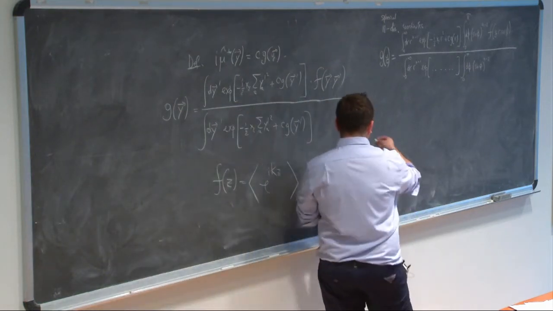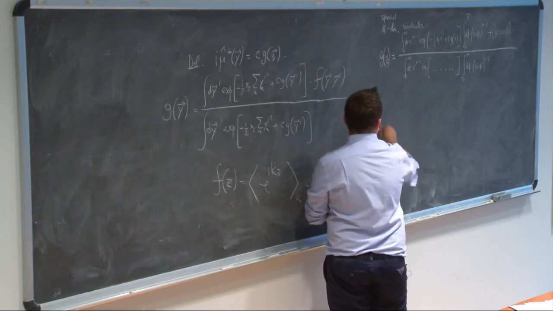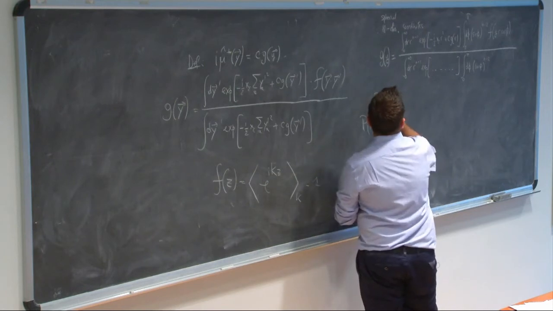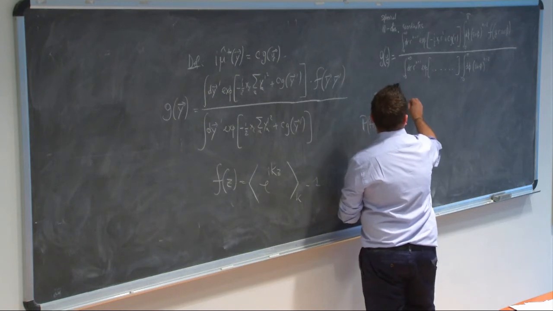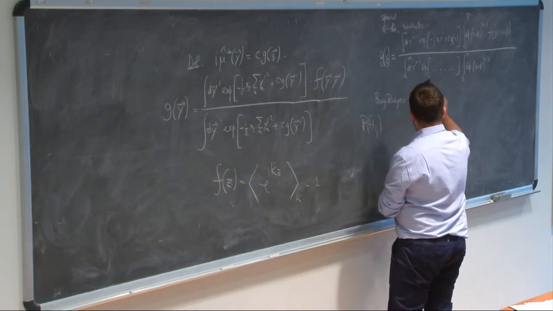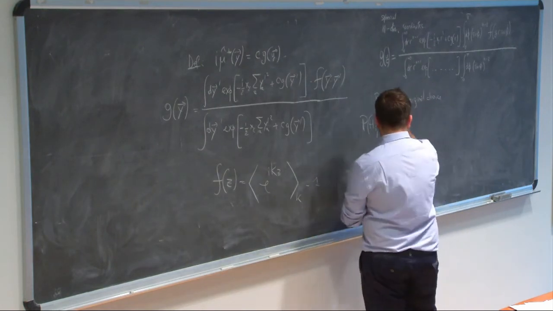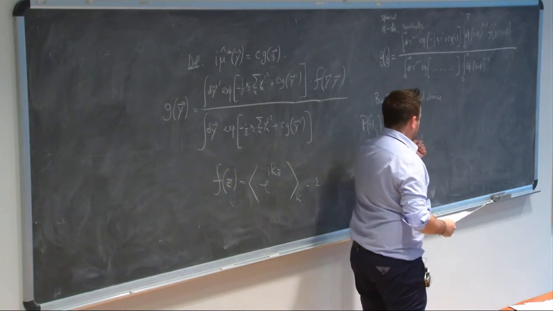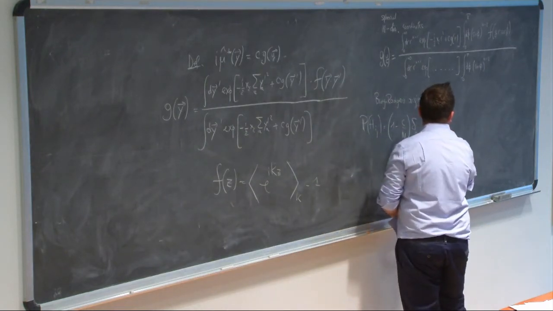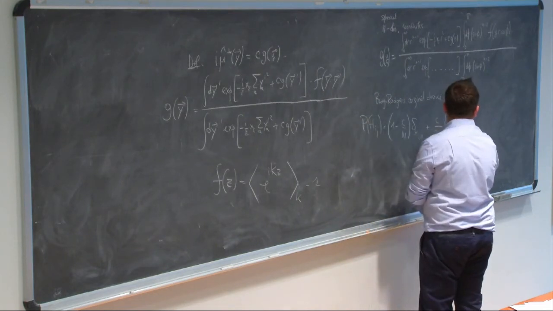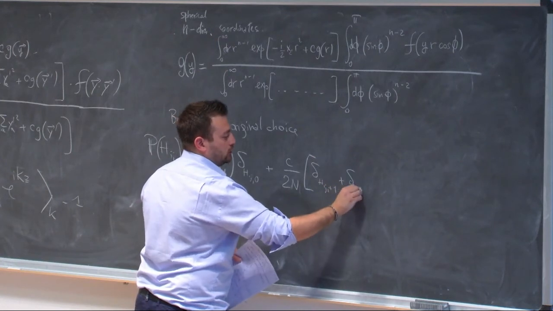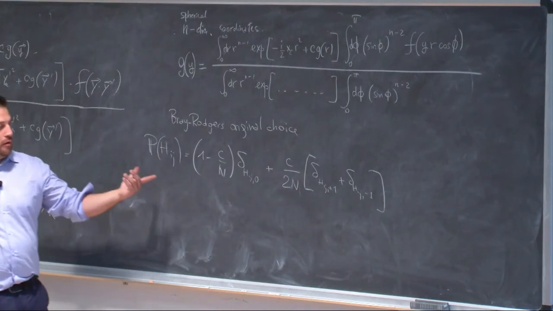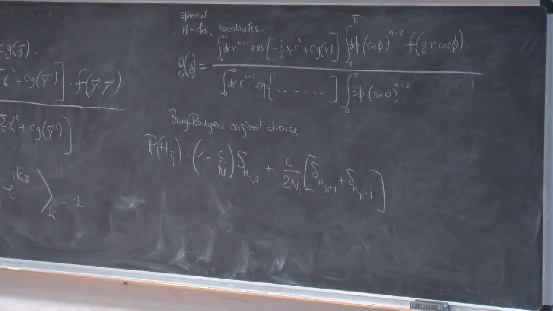So the distribution that they chose for the Hij, so the full matrix, Bray and Rogers' original choice, was a matrix of this type. So with some probability, the entries are zero. And with symmetric probability, the entries are equal to plus one or minus one. So this is a sort of adjacency matrix, but which is statistically, on average, symmetric in distribution. So you have zeros, plus ones, and minus ones.